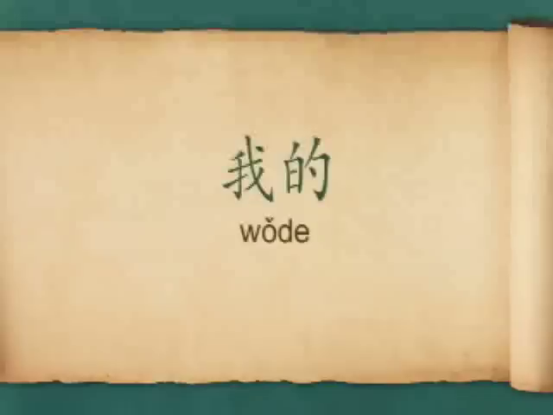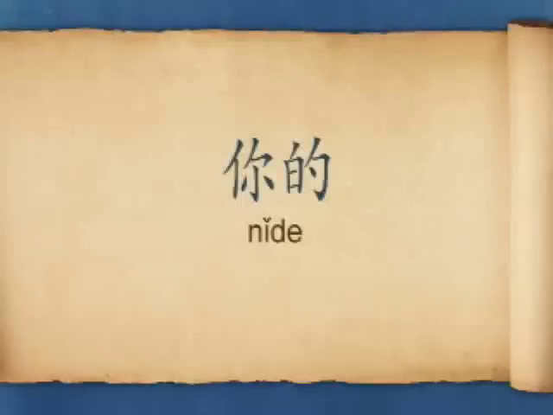我的，我的，我的. The next word is 你的. You're also familiar with this pronoun. What does it mean? Yes, it means your or yours. Which tones are used to say 你的? Good. The third and neutral tones are used. Say 你的 with me 3 times.